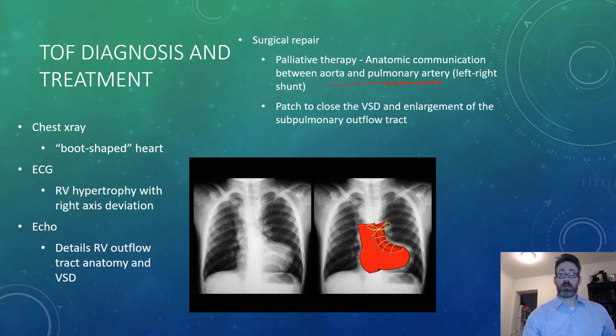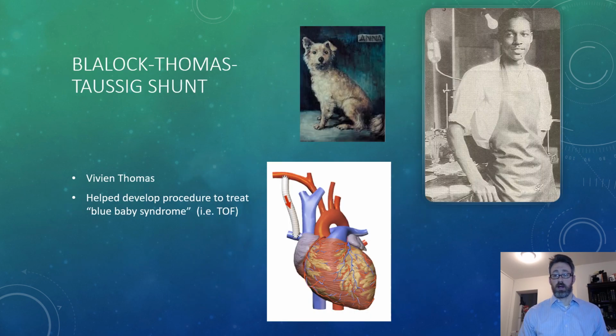Now there are some other surgical procedures, where they would actually use a patch to close the VSD, and they would try to enlarge the subpulmonary outflow tract so it reduces its resistance. So I just want to take a second to talk about the Blalock-Thomas-Taussig shunt.